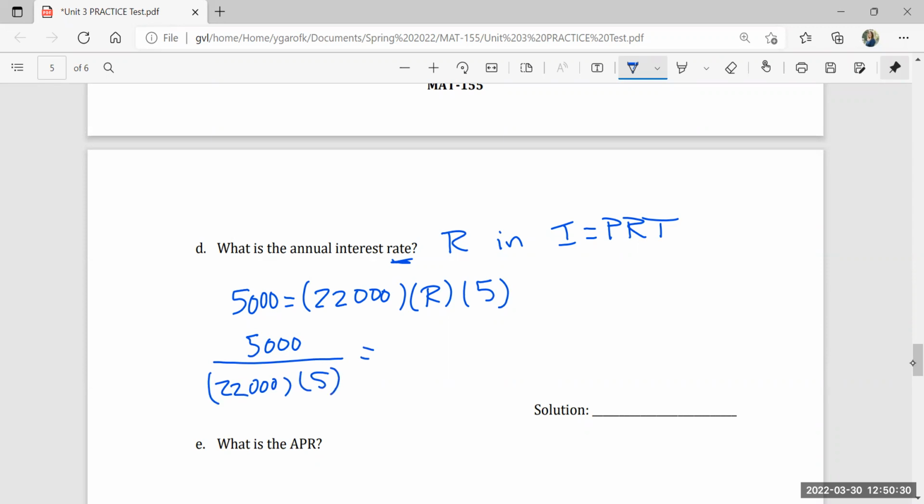If it helps you, you can certainly multiply those out first. Make sure that you're careful with your order of operations here. Use your parentheses in your calculator. The whole denominator needs to go into parentheses here. And you're going to get 0.0454, or we can say about 4.5%.